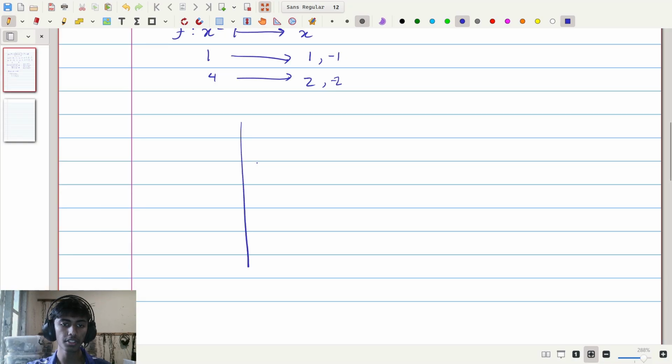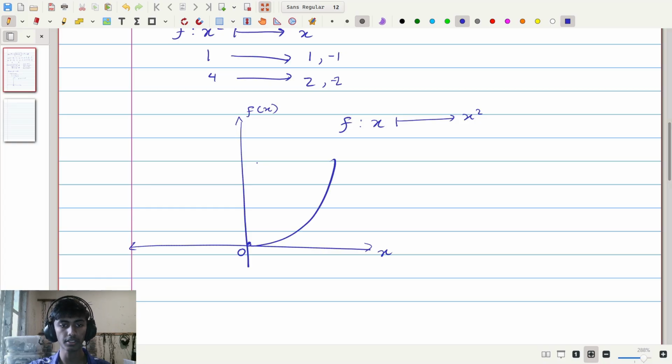So let's consider the function I talked about at the very end, the function f that maps x onto x squared. If you say this is x and this axis represents f of x, or x squared, then the graph will look something like this. Given that this is 0, from 0 it will be 0. On the right side it will come up like this. The left side also will come up like this.